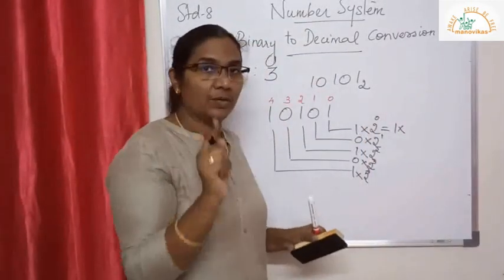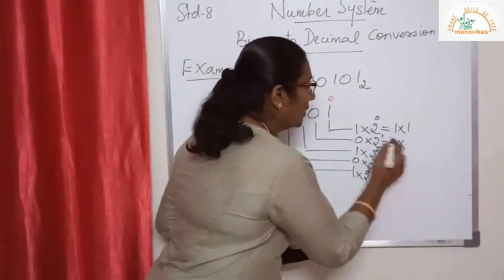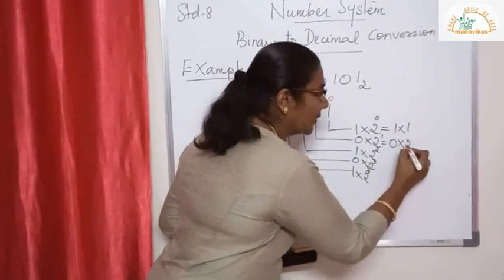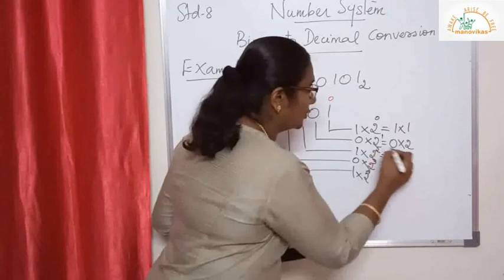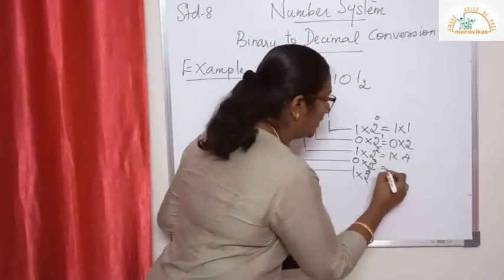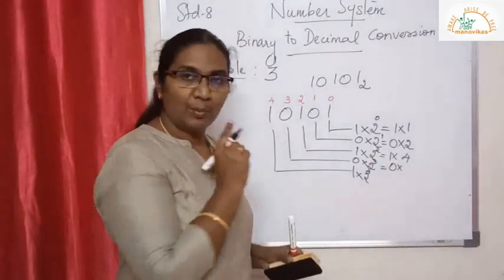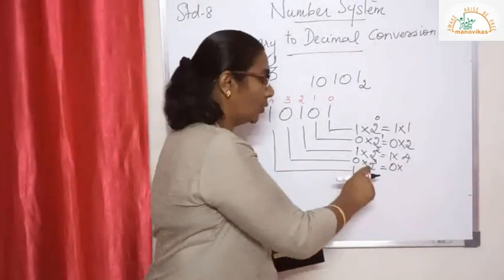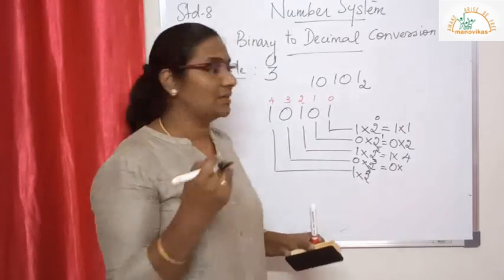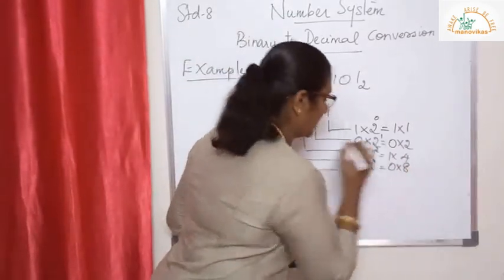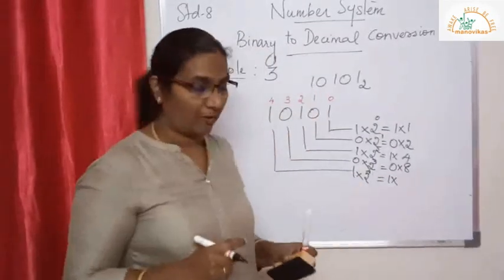The next step is 1 multiplied by 2 to the power of 0. Anything to the power of 0 is equal to 1. 0 multiplied by 2 to the power of 1, that is equal to 2. 1 multiplied by 2 to the power of 2, that is equal to 4. And next is 0 multiplied by 2 to the power of 3. In my previous example, I have explained what is 2 to the power of 3. That means 2 into 2 into 2, that is equal to 8. And the last one is 1 multiplied by 2 to the power of 4.